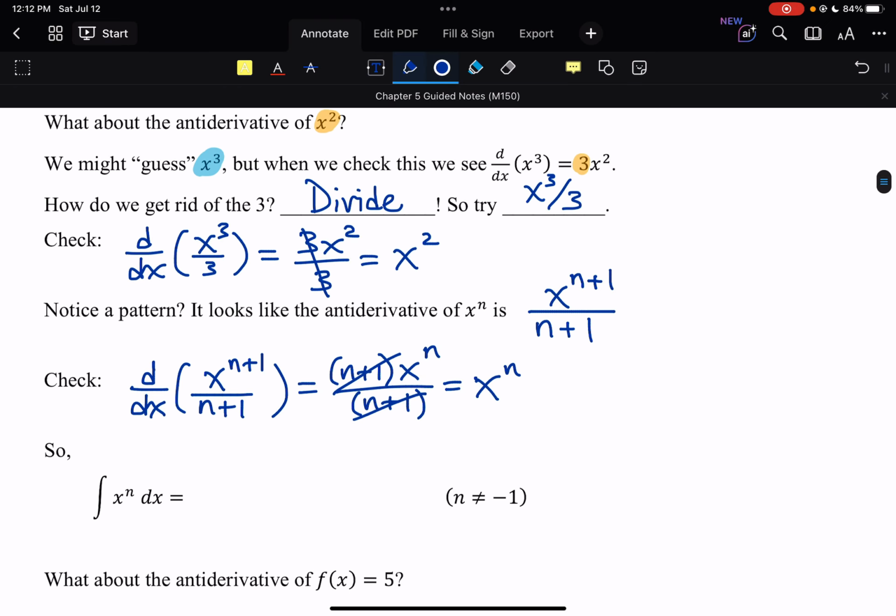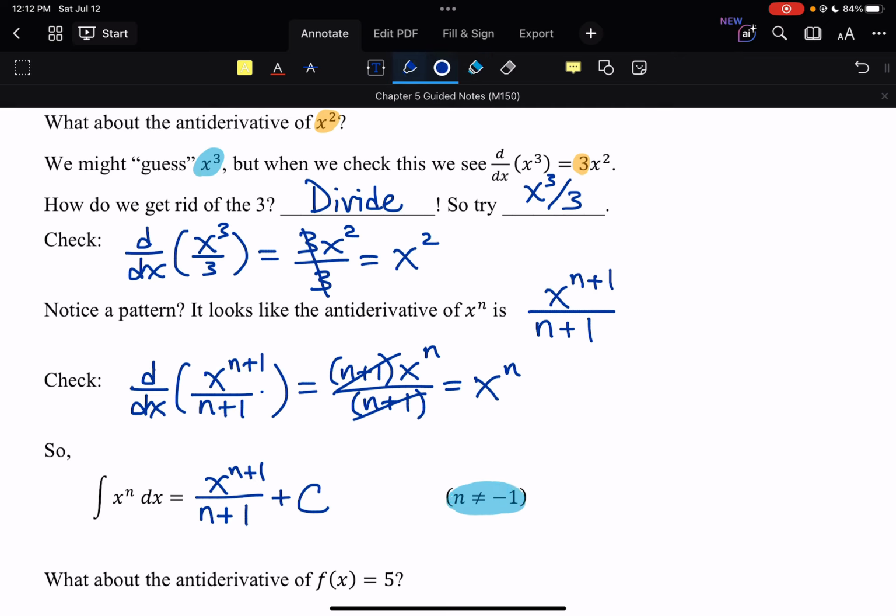So when we're looking for the integral or the antiderivative of x to the n, we can take x to the n plus 1 over n plus 1, and then plus c. Because again, there could always be that extra constant there, and so we have to include that. Now, this doesn't apply to n values that are -1.